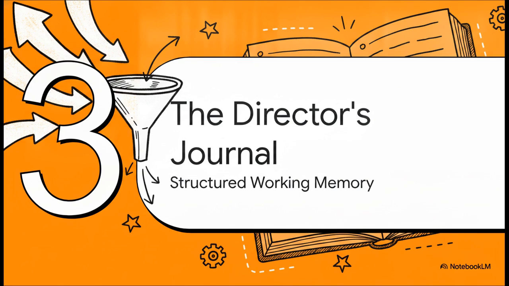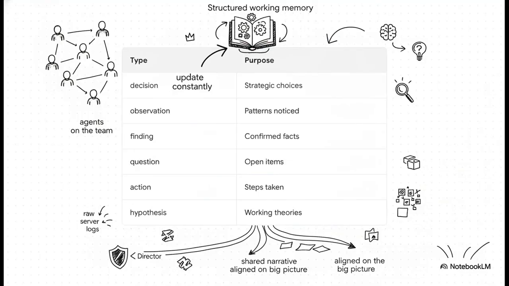All right, Section 3, the director's journal. This right here is the first pillar of Slack's memory solution. To manage this massive flow of information, they didn't just hand the director agent a raw transcript of everything the experts were doing. Instead, they gave the director a journal. The journal isn't some massive, chaotic text dump. It's a highly structured working memory.